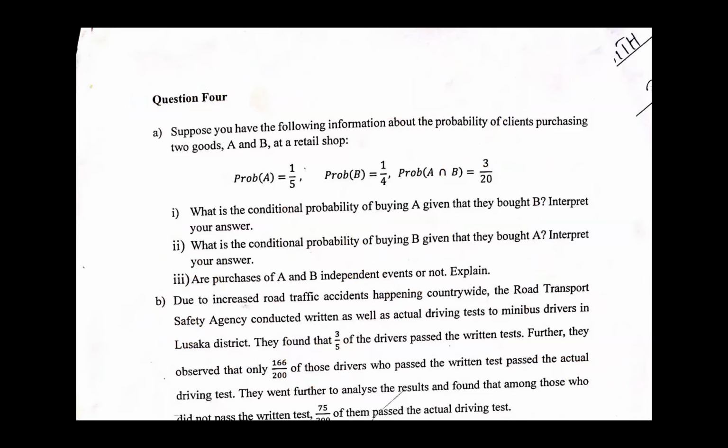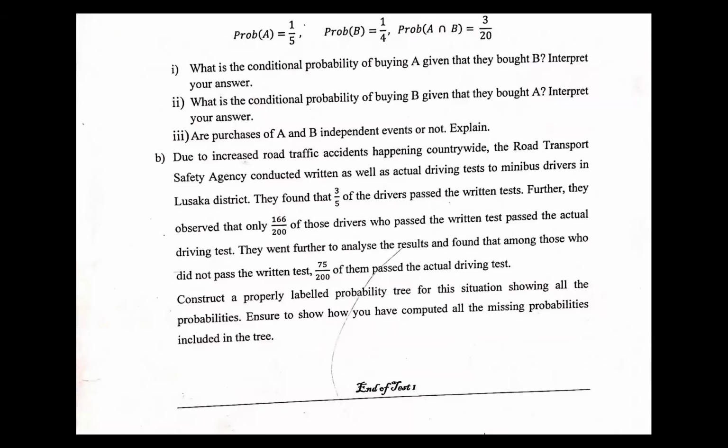Are the purchases of A and B independent events or not? Explain. Are they independent events? So they have an intersection, right? They combine, so they are not independent.